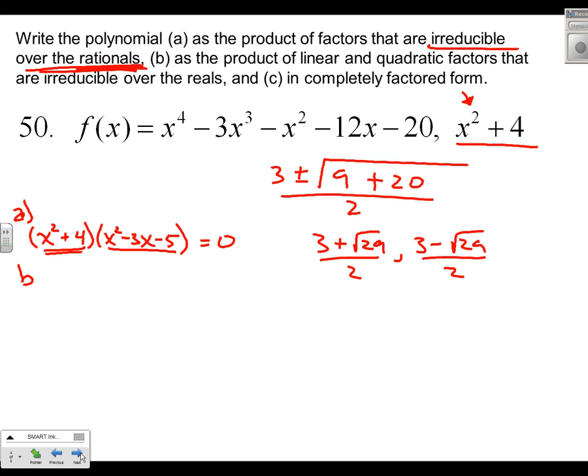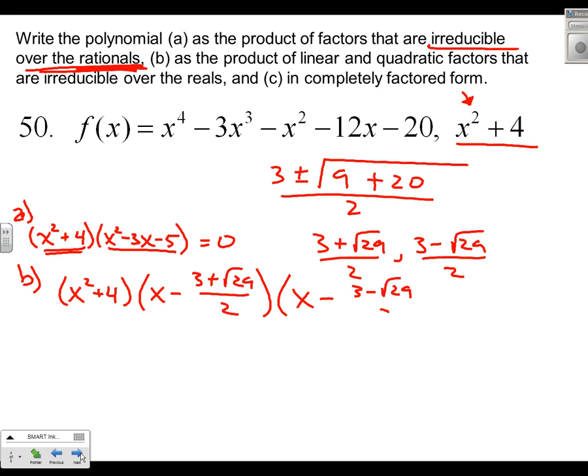Therefore, if I'm allowed to use real numbers, I can now factor this into x squared plus 4 times x minus (3 plus root 29) on 2 times x minus (3 minus root 29) on 2. That's some ugly factoring there, but it's factoring. And now I get to go over completely factored forms, which means now I can use i's.